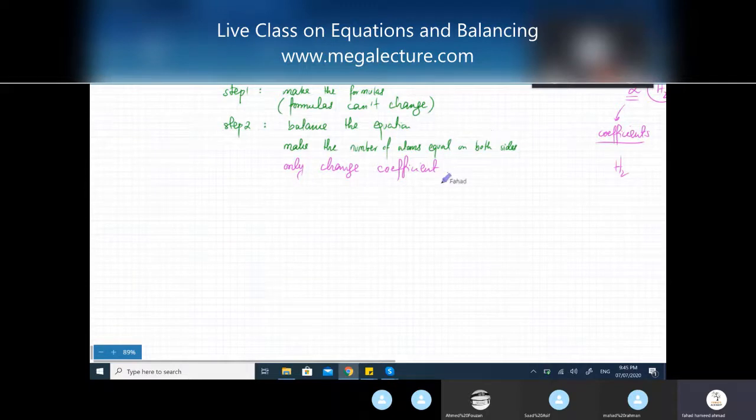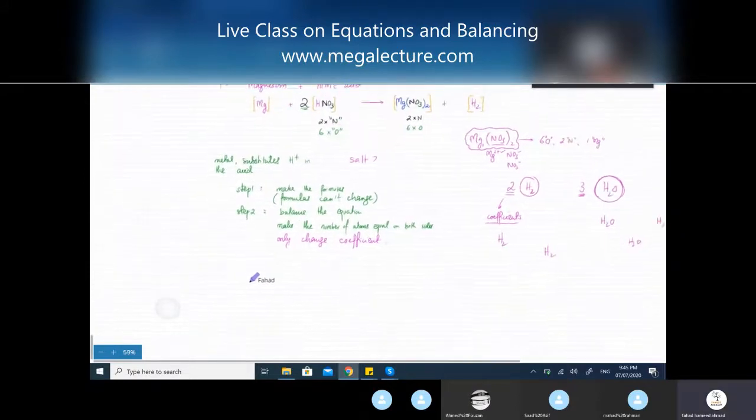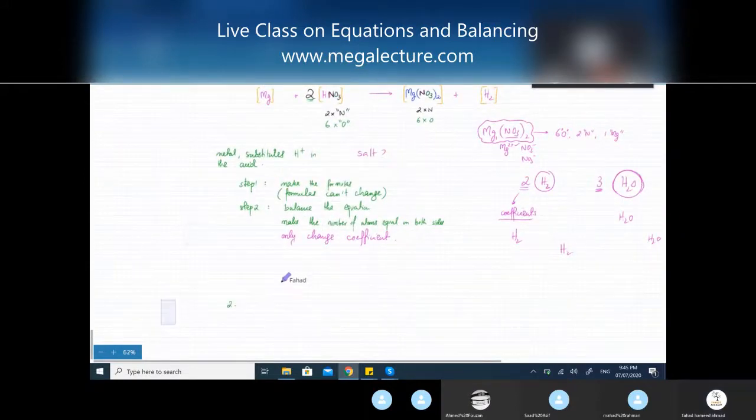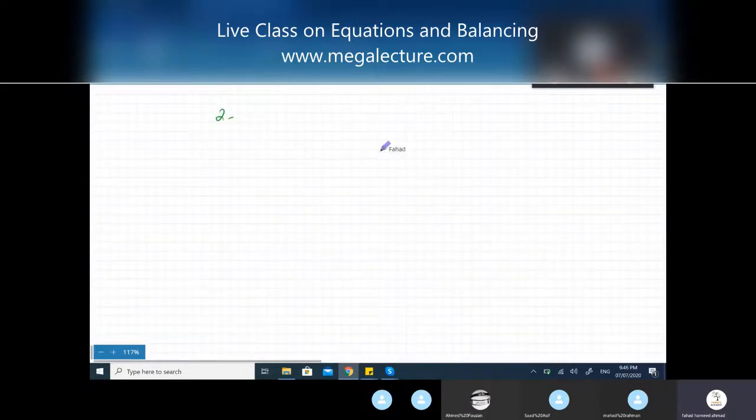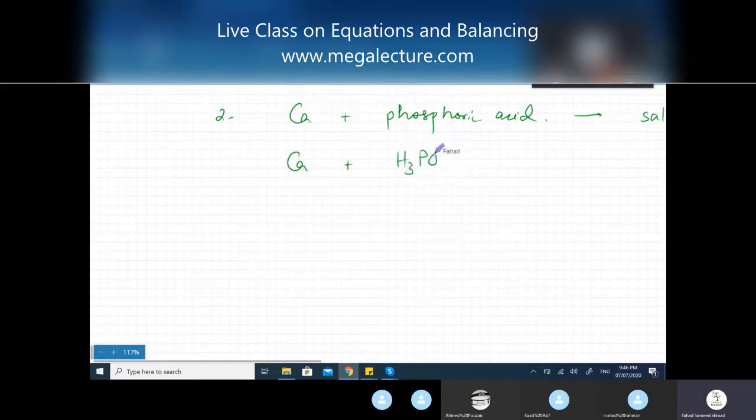So let's do a slightly more difficult one. Let's say there's calcium. So now there's number 2. So we have let's say calcium reacting with phosphoric acid. So again, it's going to produce salt plus H2. It's a metal plus acid, so it's going to produce salt plus H2 gas. So there's calcium reacting with phosphoric acid. Remember the formula, it's H3PO4, it's given in the list. So it's going to produce salt plus H2.